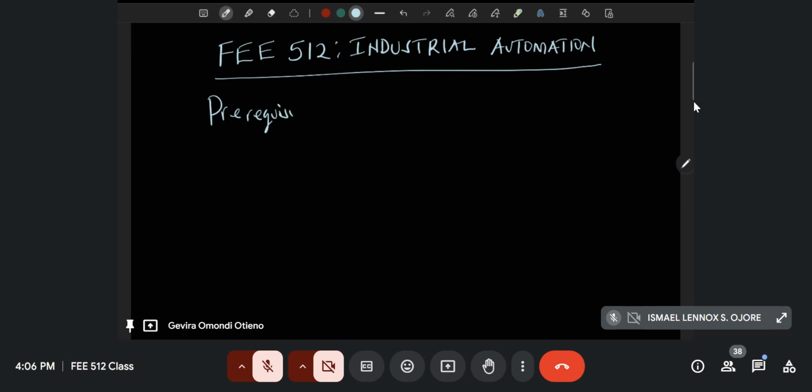One of the prerequisites, of course, really the main one, I think this was taught by, if I'm not wrong, Mr. Faris. This is FEE512. The main purpose for this course this semester is just to introduce to you the application area of control systems, but specifically in industrial automation. So our scope here is simply to design. This is basically the objective that we have to achieve.